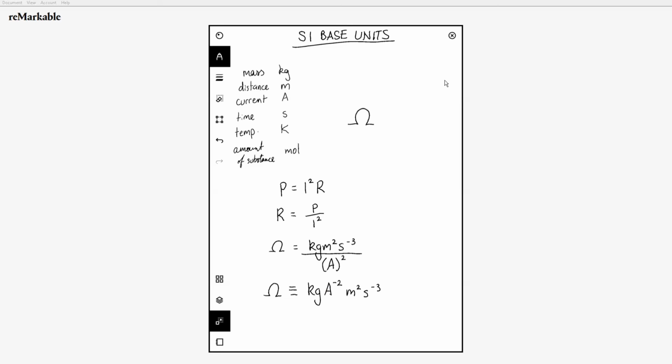But yeah, that's a few examples then of how to use your SI base units to derive the very base unit for different quantities.